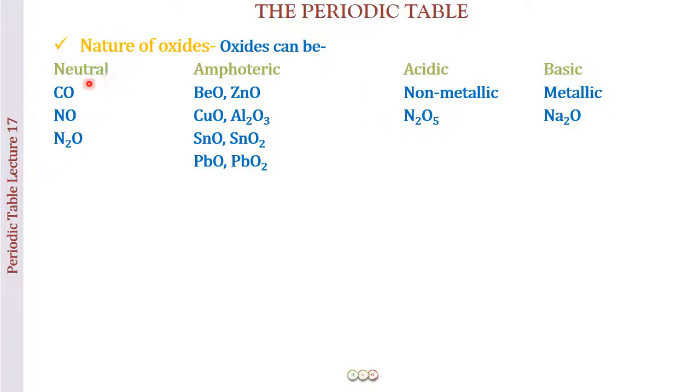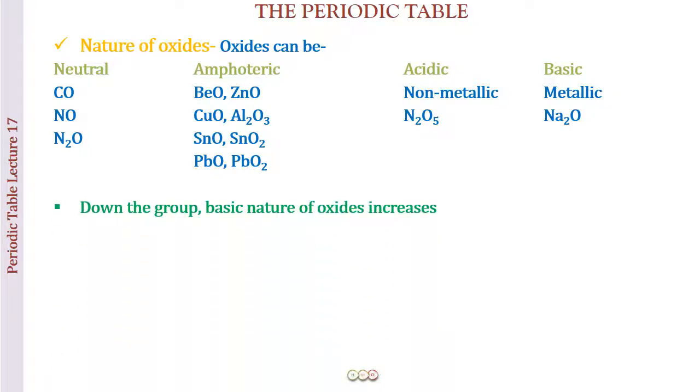We have certain exceptions over here. CO, NO, N2O are neutral in nature, and we have BeO, ZnO, copper oxide, Al2O3, SnO, SnO2, PbO and PbO2, which are amphoteric oxides. And please do remember them. They are very frequently asked in the examination. So the trick is that all of the non-metallic oxides will be acidic, all of the metallic oxides will be basic, but the exceptions of neutral and amphoteric oxides are these ones. So please do remember this.